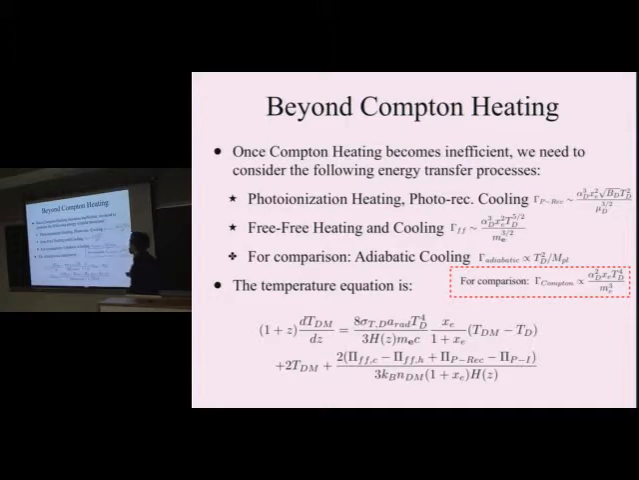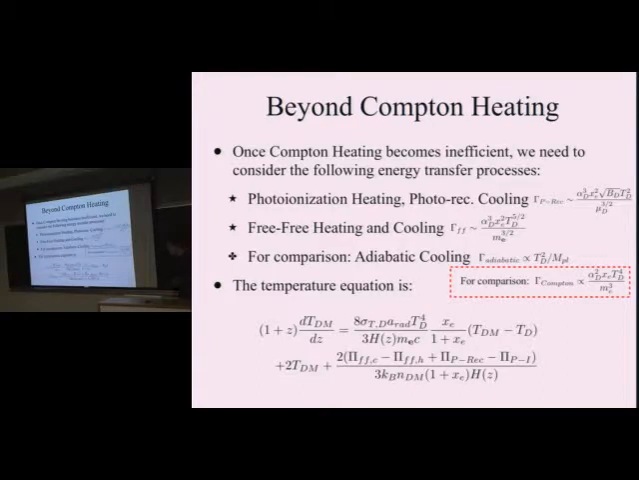We also include free-free heating and free-free cooling, and I get this kind of scaling between these rates. This is the Compton heating rate, which goes as T to the 4th, and then these go as T squared to the 5.5. So they all have different temperature dependence, which means that for different values of the parameters, some of these rates become more important than others, and I will show a couple of examples in a second.